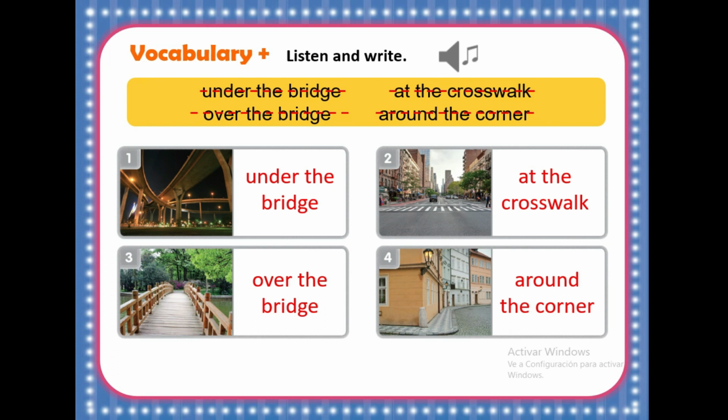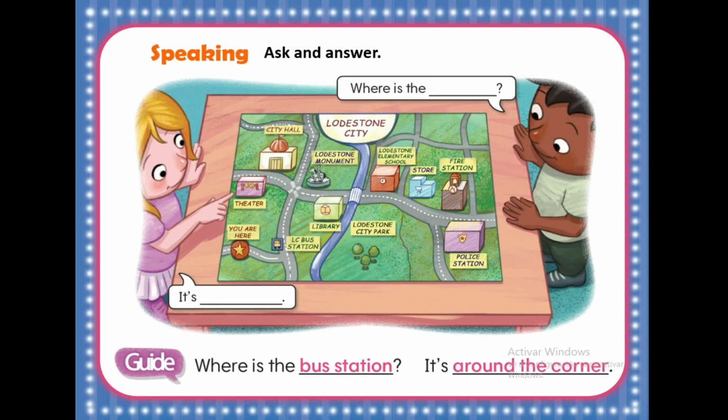Okay, now let's take a look to the answers. We have the number 1, under the bridge. Estas palabras ya las vimos en la clase anterior. Number 2, at the crosswalk. Number 3, over the bridge. And number 4, around the corner. Okay, now let's take a look to the next part. Pasemos a la siguiente parte.